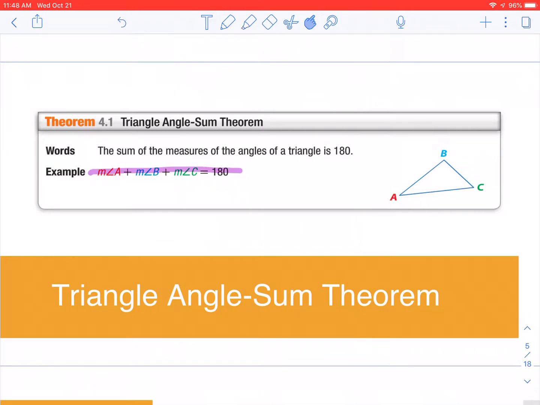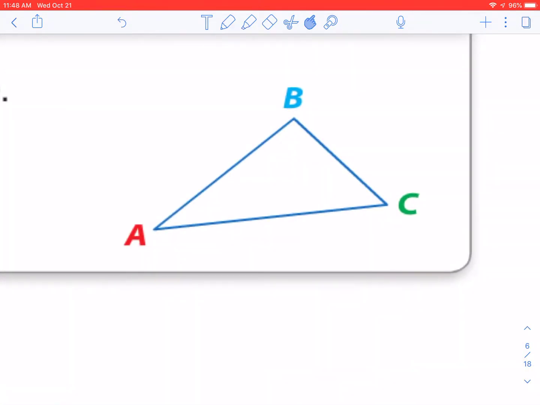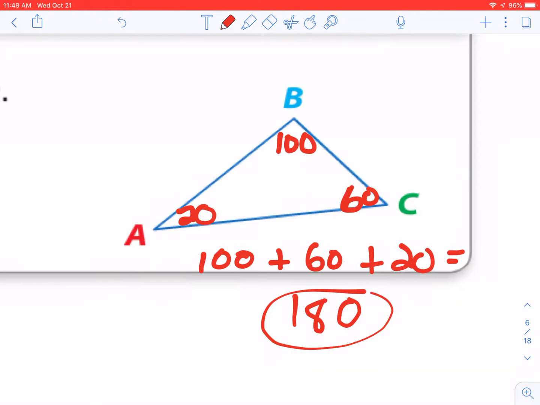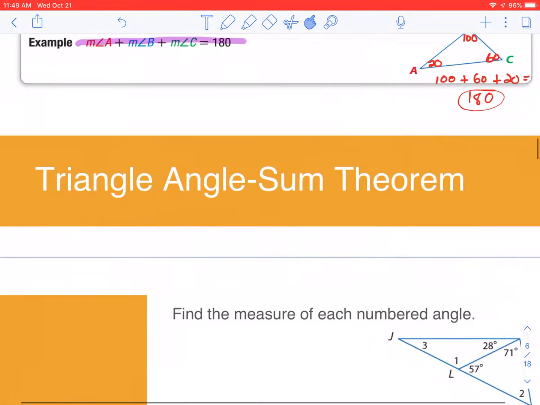Here's an example. We're going to say that this is 100. If that's 100, then I can say that this is 60. I'm making these up. And this would be 20. And if I add up 100 plus 60 plus 20, I get 180. So we have to do a little subtraction, maybe a little algebra here to find some of our missing angles.